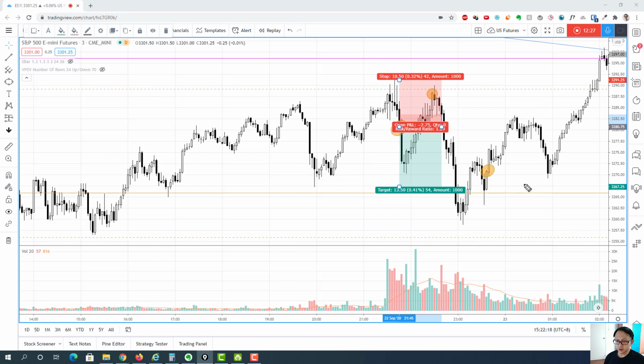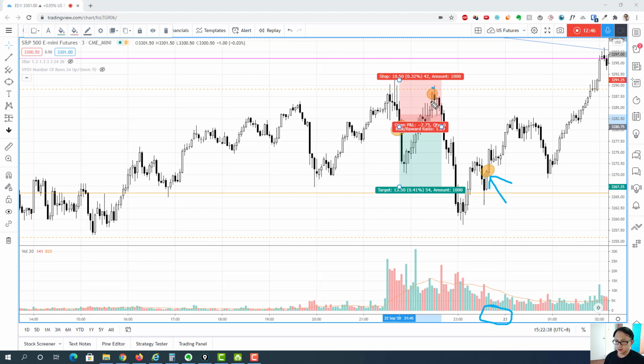Another possible trade based on my review could be somewhere around here. But you can see that it's pretty late right now, close to about 12. So definitely we don't have any kind of trade at this time.